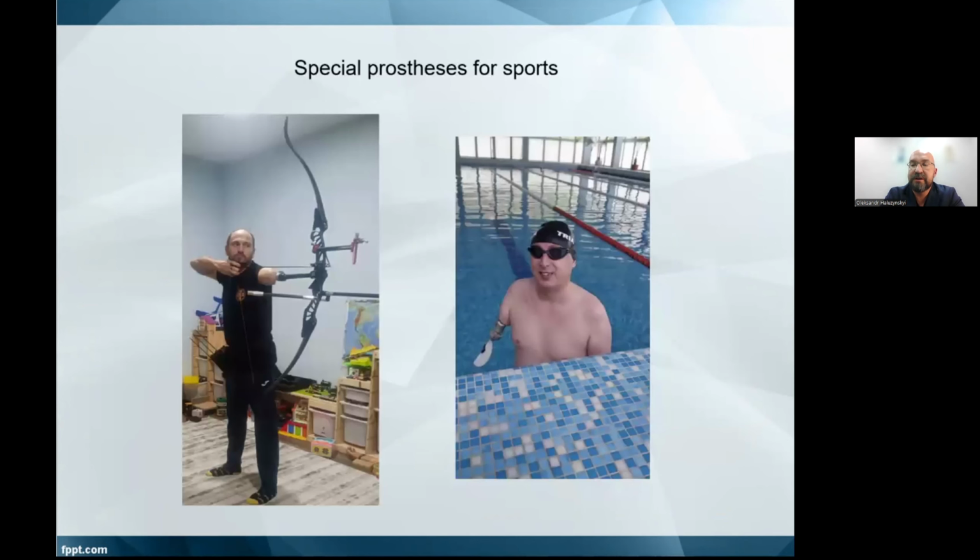On this slide, you can see special devices that are compatible with osseointegration. They allow patients to swim and play sports. Sports are a very important aspect of social activity for our veterans.